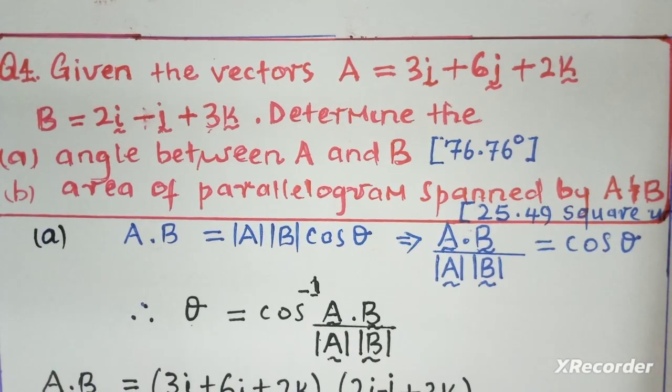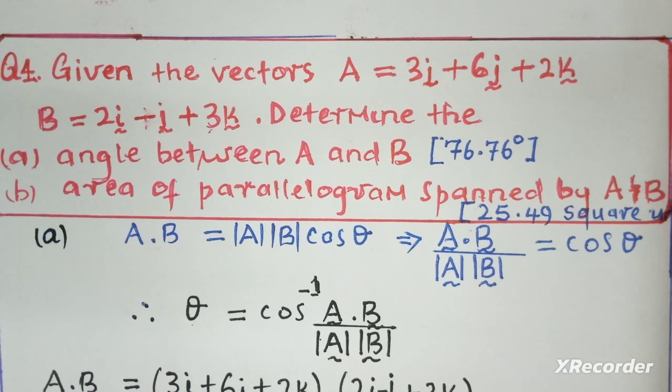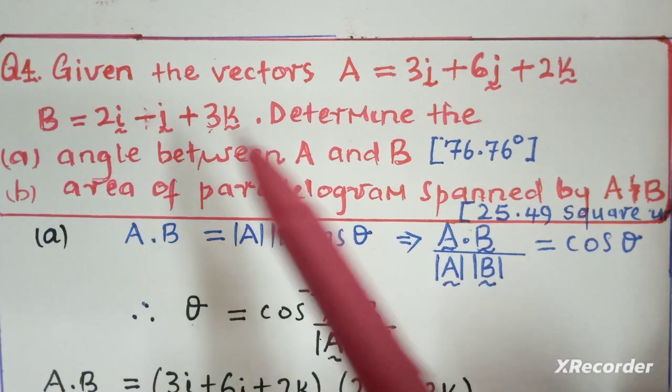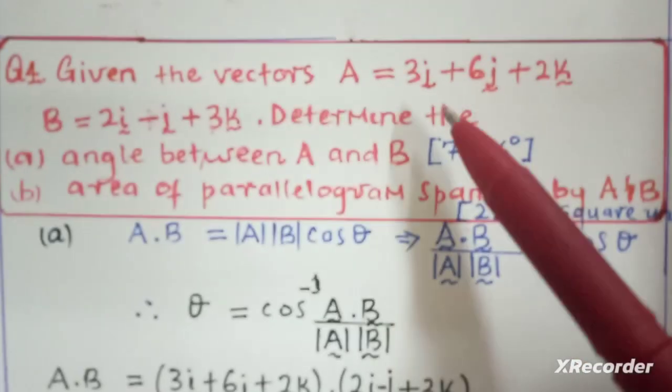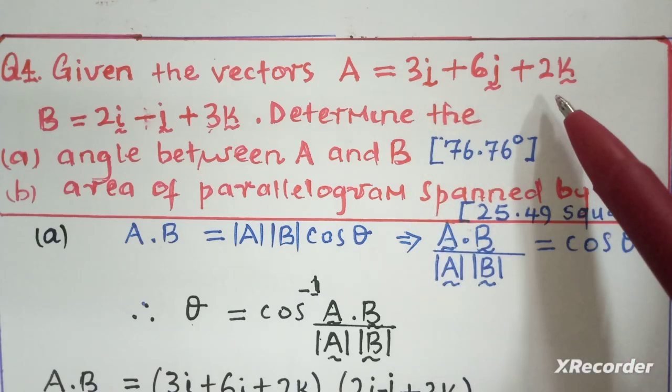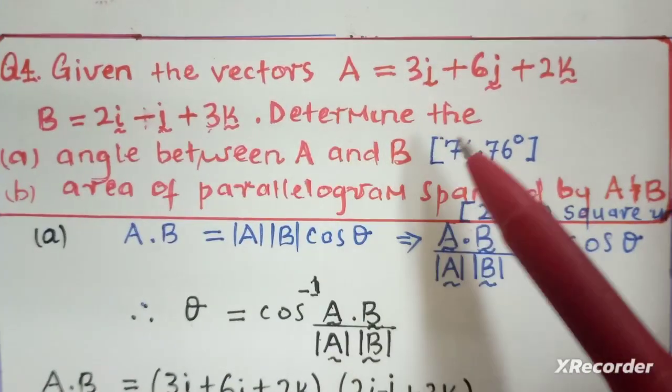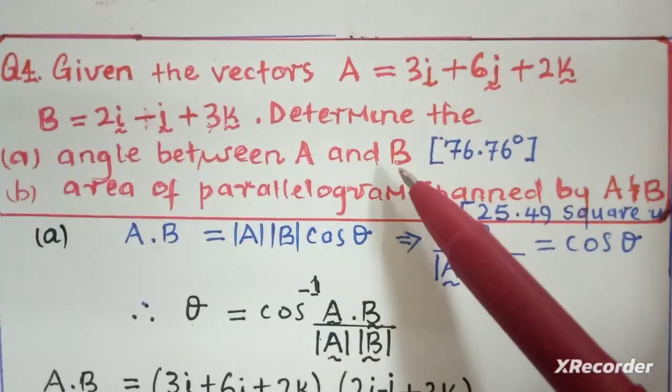Me too, I'm fine. So today, guys, we are going to continue to look at vectors. And here is a question. I am going to read it. Given the vectors A, that is what we have, and B, determine the angle between A and B.